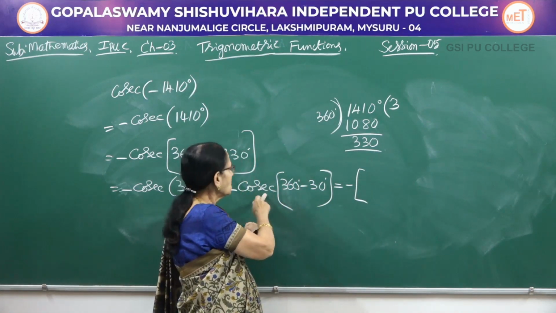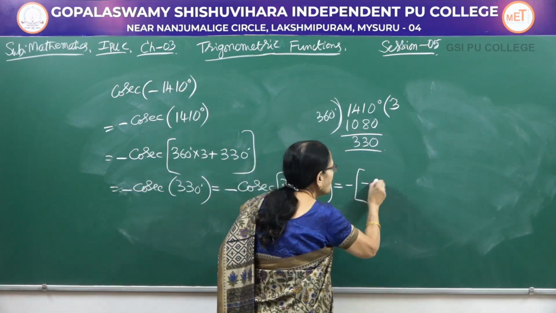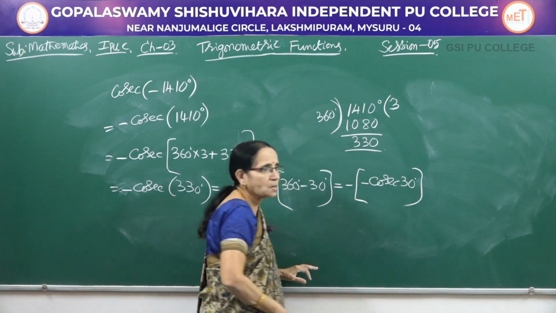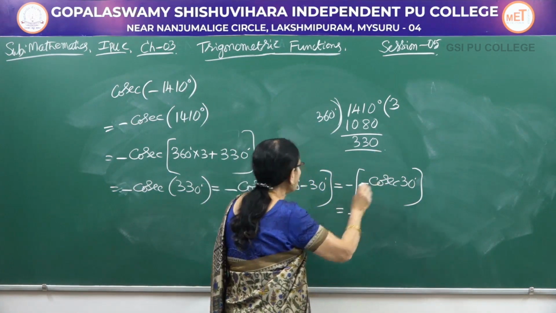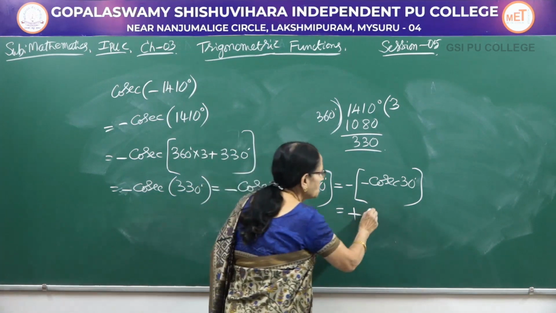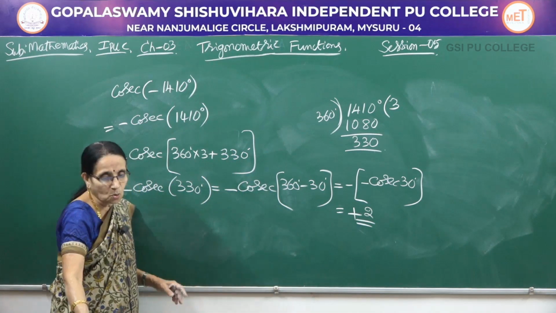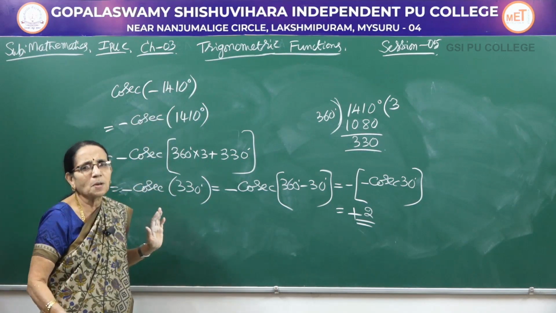So, write it as minus of. This minus I am writing. Cosecant of 360 minus theta is minus cosecant theta, or minus cosecant 30. Now minus of minus is plus cosecant 30. Cosecant 30 is a standard value that is equal to 2. So what's the answer here? It is plus 2.